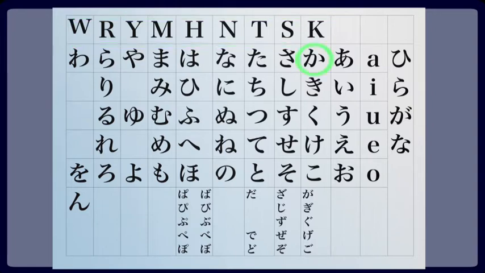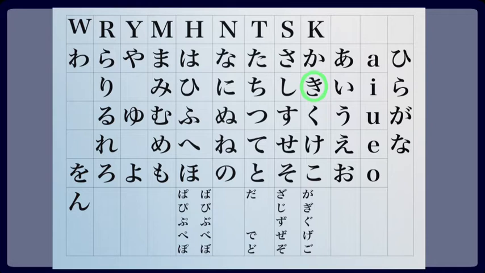So the first symbol, ka, is made up of the K sound because it's in the K column, and the A sound as in the vowel A because it's in the A row. When you put the consonant and the vowel together, you end up with ka, which of course could be written Ka if you're looking at writing in English lettering, which is called romaji.